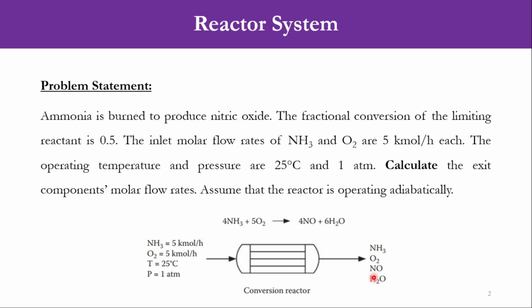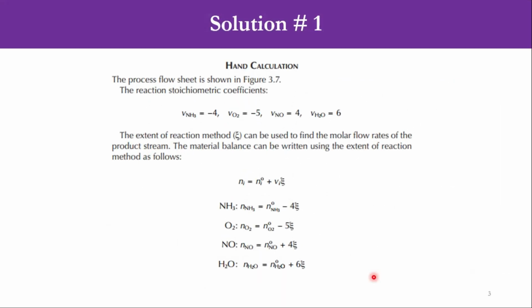So we will now move to the solution part, and there are two types of solution available. Number one is based on the extent of reaction, and number two is based on creating the stoichiometric table. Coming to solution number one, which uses the extent of reaction, we know the stoichiometric coefficients. For ammonia it is -4, because for reactants we say minus and for products we say plus. For oxygen -5, for NO 4, and for water it is 6.